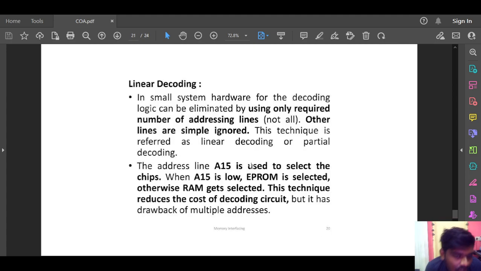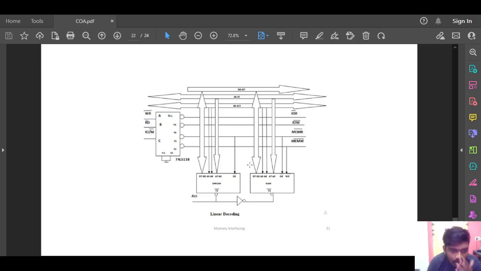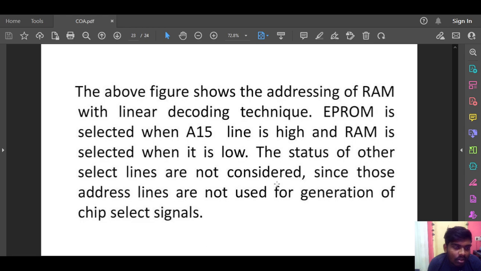And this is the diagram of linear decoding, where you can see the 74LS138, EPROM and RAM. The above figure shows the addressing of the RAM with the linear decoding technique. EPROM is selected when the A15 line is high, RAM is selected when it is low. The status of other address lines is not considered since those address lines are not used for generation of chip select signals.